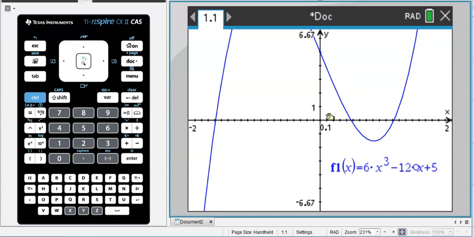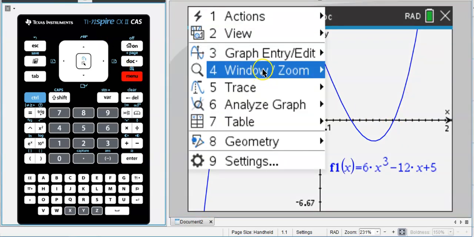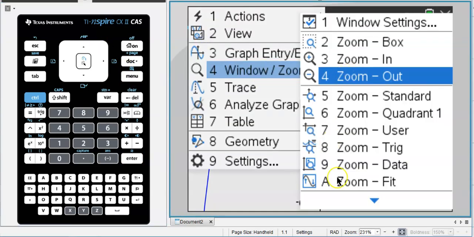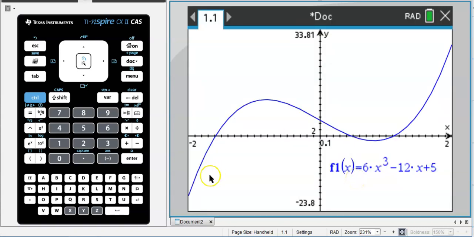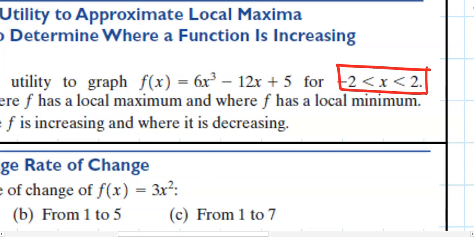We can see most of the graph here, but we can't see the whole thing, so I'm going to jump into the menu one more time, choose option 4, and then option A. This will adjust the y-axis to fit the x-axis that we just established. So there we go. There's the behavior of the function within the window that we're interested in.